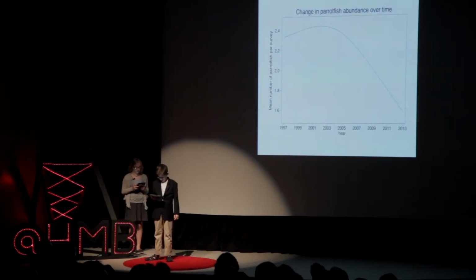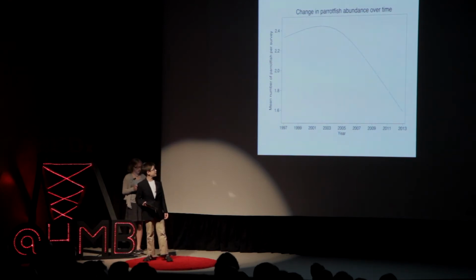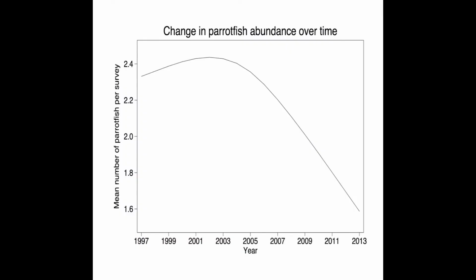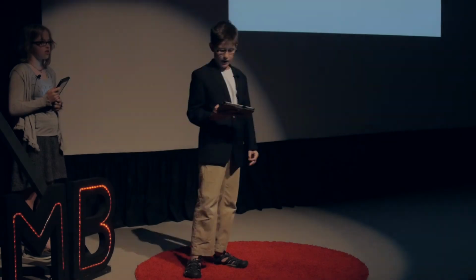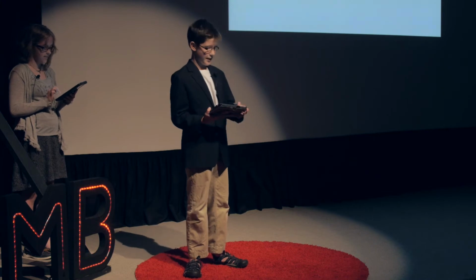As you can see, the average number of parrotfish found during Reef Check surveys has been steadily declining from its peak at approximately 2.4 per survey in 2003 to approximately 1.6 per survey in 2013. These Reef Check data are valuable in documenting the amount of parrotfish in specific locations, such as marine protected areas.